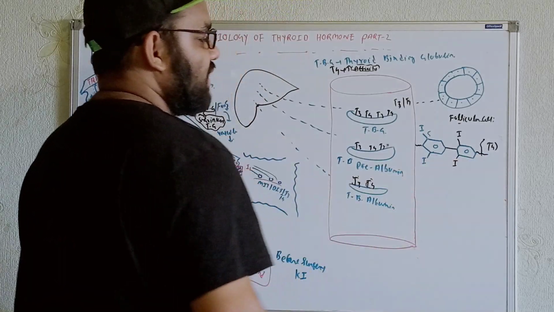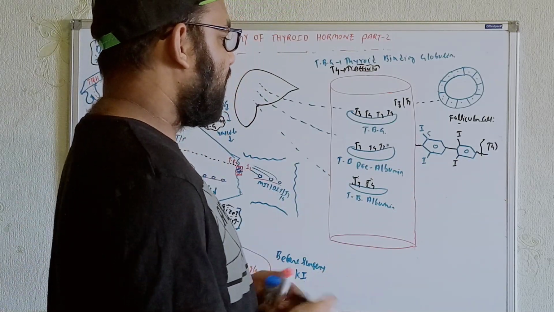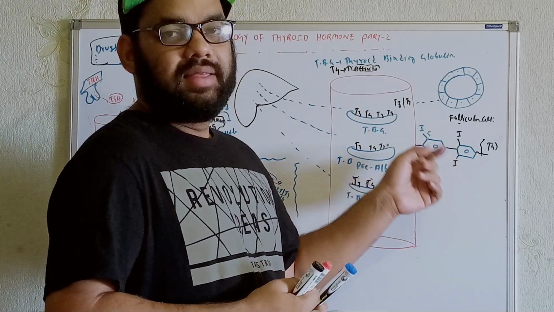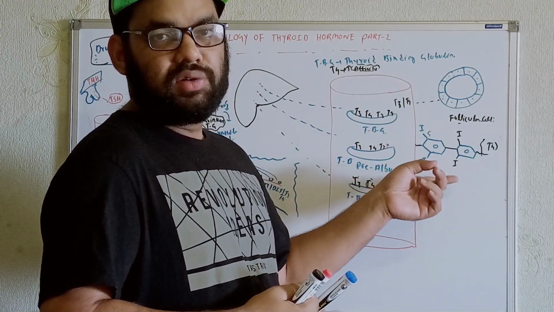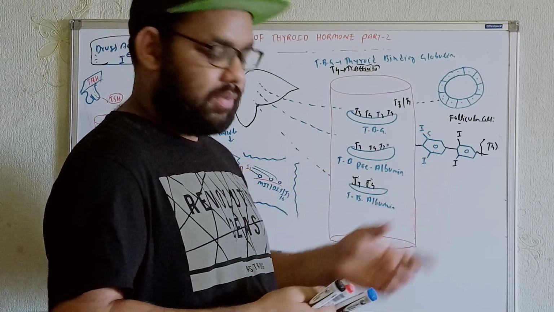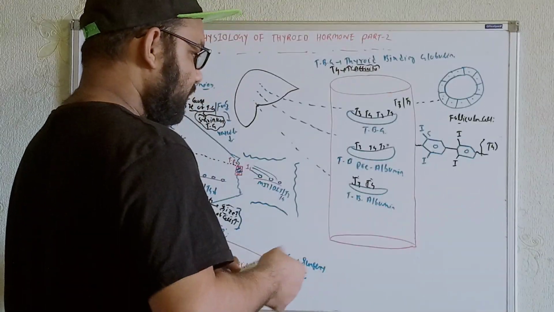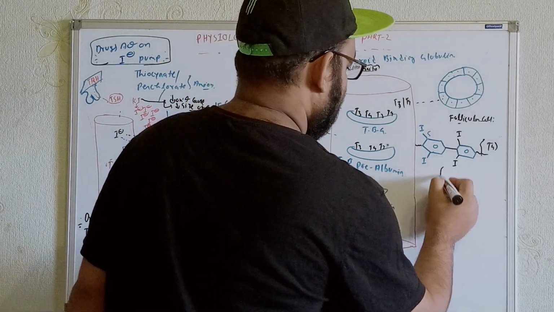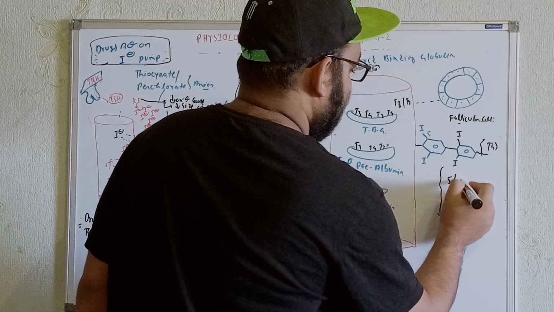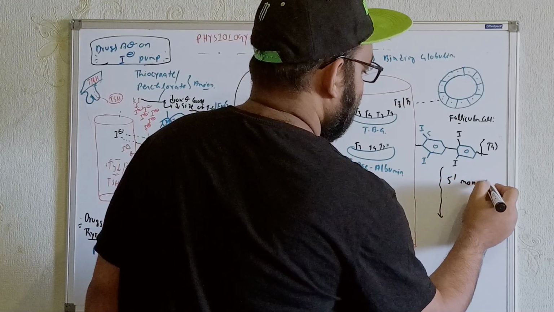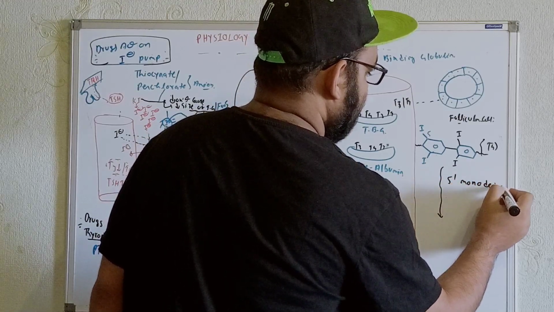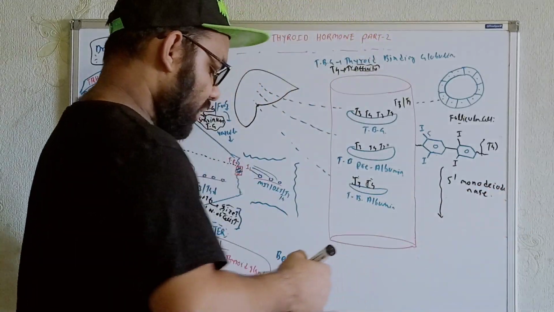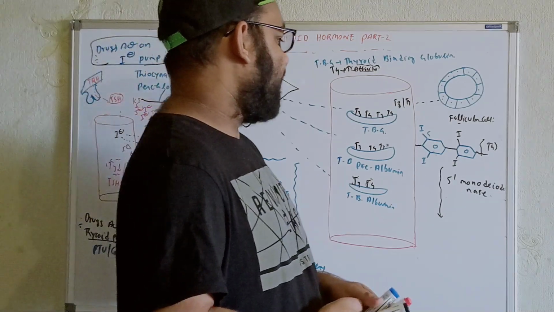Now there are certain kinds of enzymes present within the circulation that can convert the T4 into T3. This is the T4, and there are certain enzymes that can convert the T4 into T3, which is the biologically active form. So what is the name of the enzyme? Okay, let's write it over here. The enzyme is known as 5' monodiodinase.